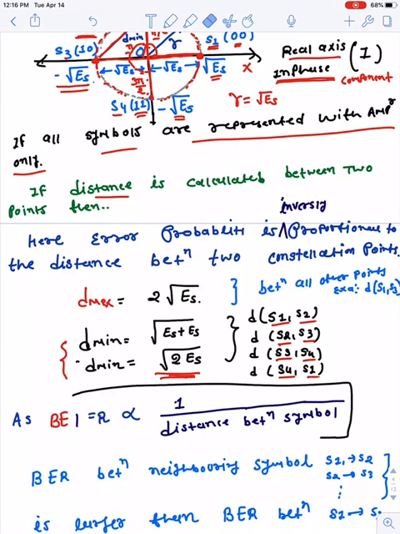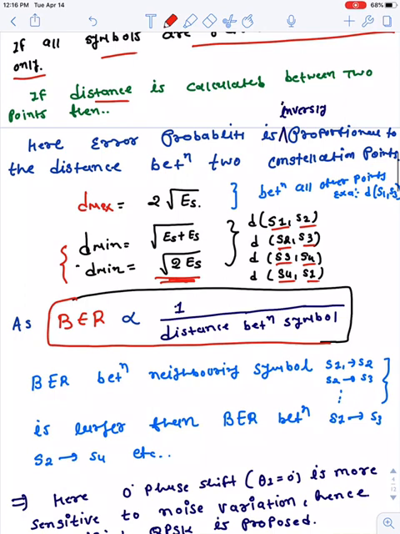highly correlated with the distance between the symbols, and it is inversely proportional to the distance between the symbols. Obviously we can understand, because if there is a higher distance between the symbols, like this one, this is a small distance, and if it is a higher distance, you can put the threshold here, and here you can put the threshold here. So threshold margin delta, that is one symbol S1 S2, here also symbol S1 S2. We take two examples in which the distance between two symbols is smaller, like d minimum, and here you can say the distance between two symbols is larger.